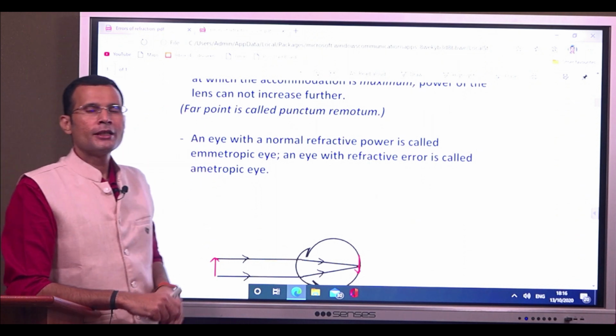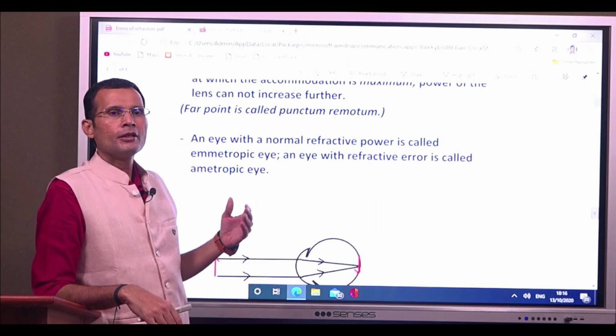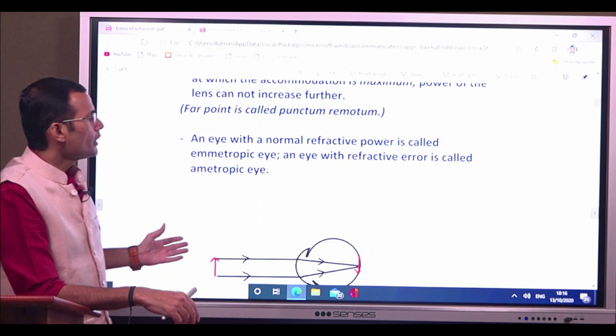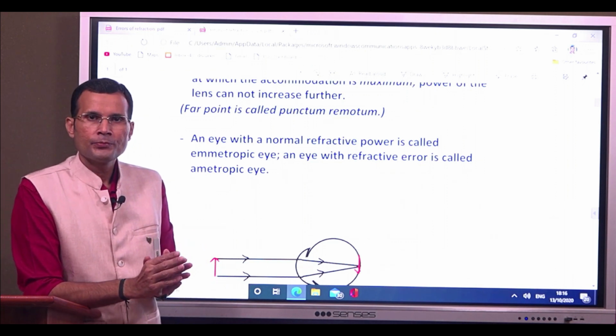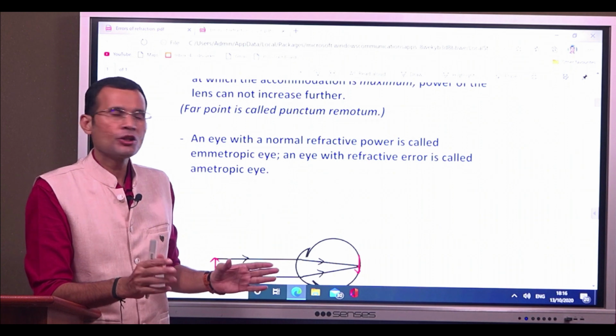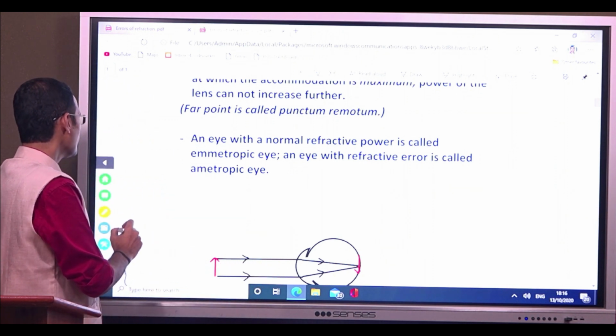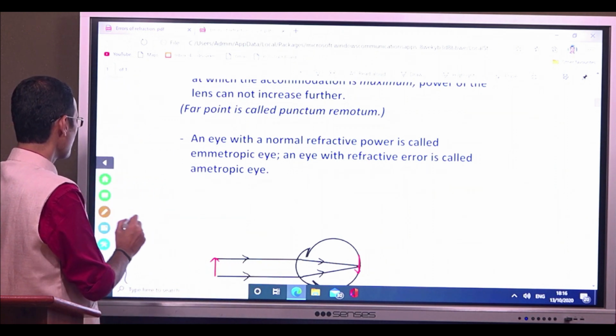Let's also now define error of refraction. Look, a normal eye, an eye with a normal refractive power, is called an emmetropic eye.